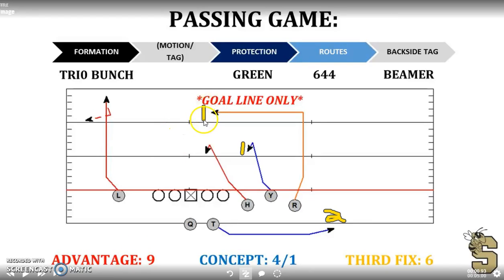Our third fix actually comes from the same side, but as these linebackers and safeties attack to take away this 4, this rule route or 6 route is looking to occupy the space behind them and to take advantage of their over-aggressive nature in the red zone. This is just some of the ways that we will run our spacing concept.